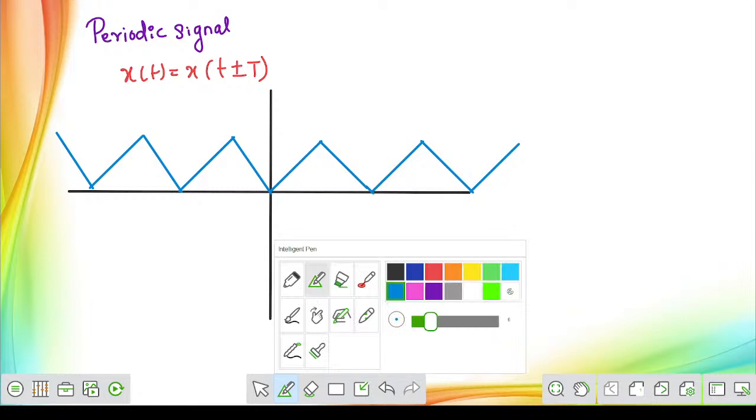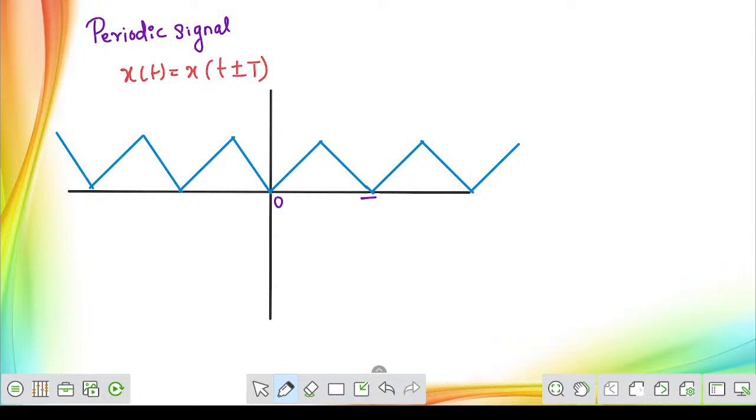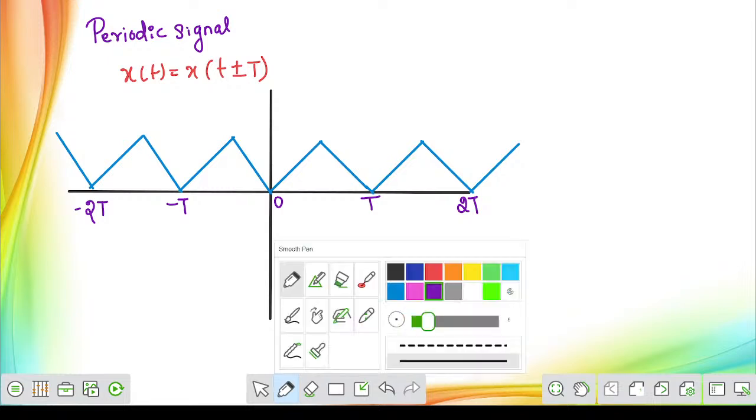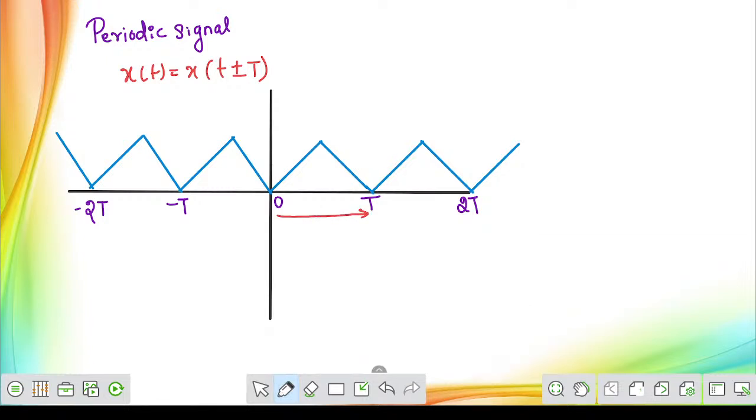So let us observe this signal. Let us say this is 0 and this is going to be T and this will be 2T and so on. And here this will be minus T and this will be minus 2T and so on. So what you can understand by observing this signal? Only one thing you can easily realize: for every interval of T, the nature of the signal will be again and again repeating. That is what we can conclude from here.